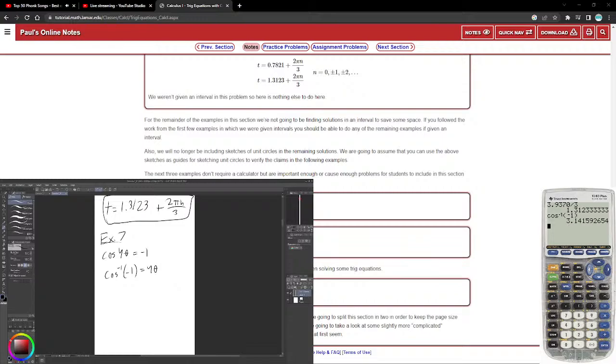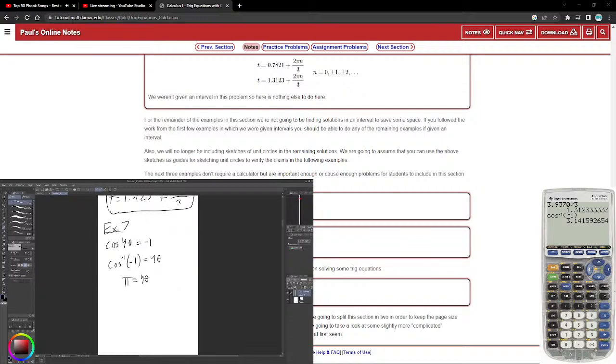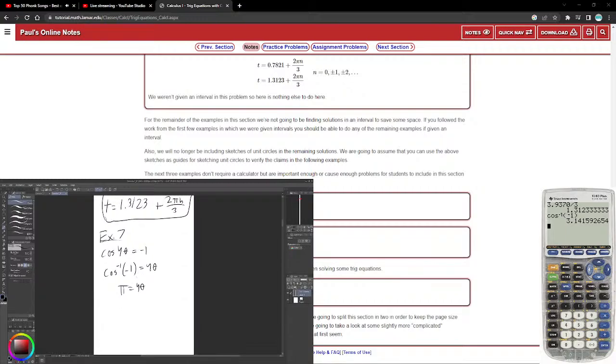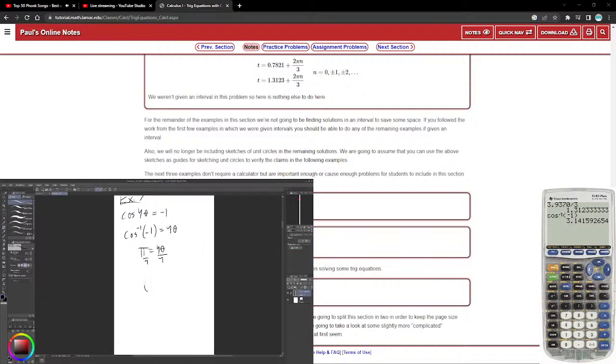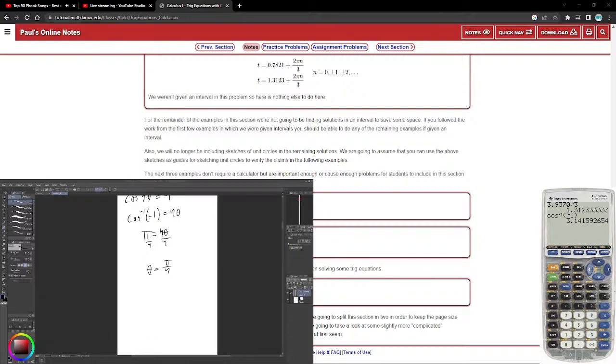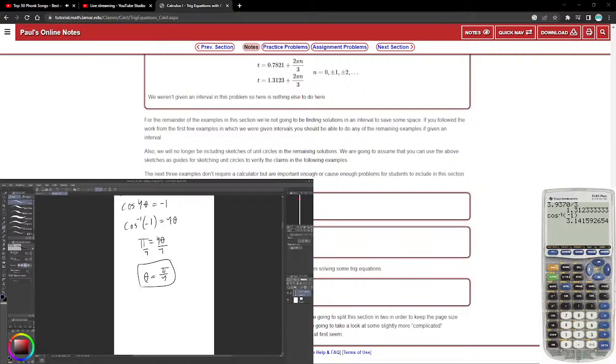Okay, so this is just pi. So pi equals 4 theta, because on the unit circle, since cos is x, -1 is on the left side. So yeah, that's pi. Divide by 4. Theta equals pi over 4. I think that's all we have to write.